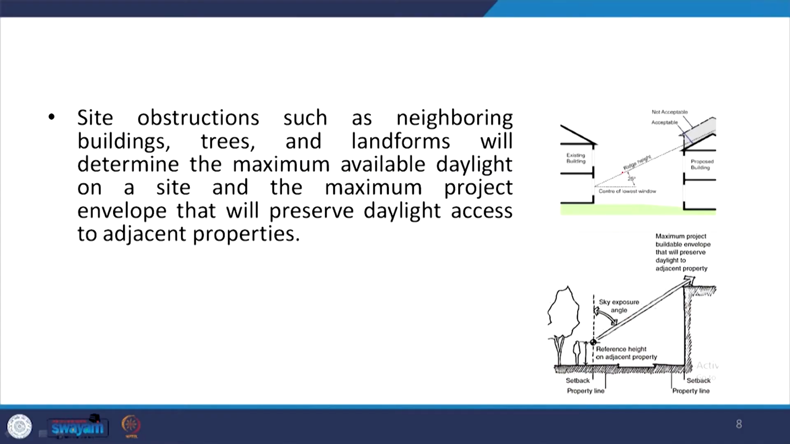In addition to daylight factor and UDI, we have to consider several other parameters as well. One very important one is the angle of obstruction. What is the angle of obstruction? From the center of a window, if we make an angle with the maximum height of the nearest obstruction, this angle which is formed is called the angle of obstruction.